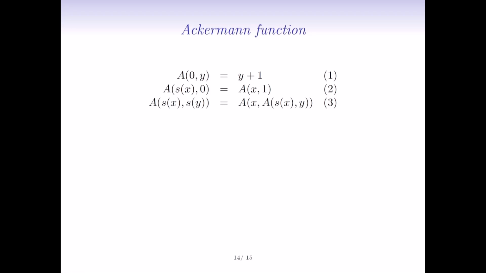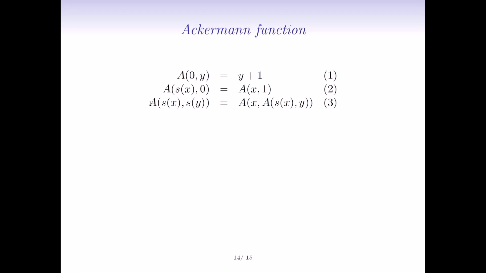And this is a recursive function, but somehow the recursion is not quite trivial. So if the first argument is 0 and the second is y, then A of 0 and y is just equal to y plus 1, although I should have written this as the successor of y. Sorry about that. Otherwise, if the first argument is not 0 and the second argument is 0, then we have A of the successor of x and 0 is equal to A of x and 1. Again, for 1, I should maybe have written successor of 0. Again, sorry about that.